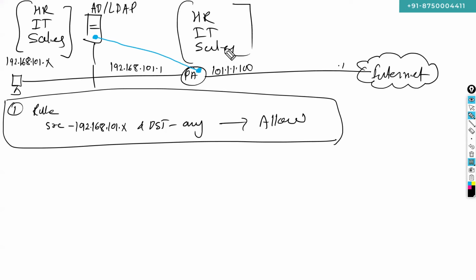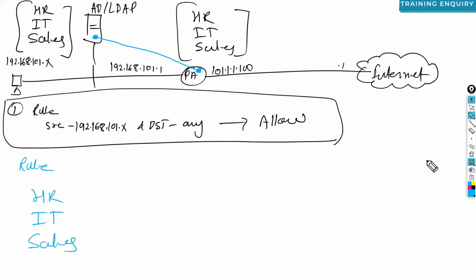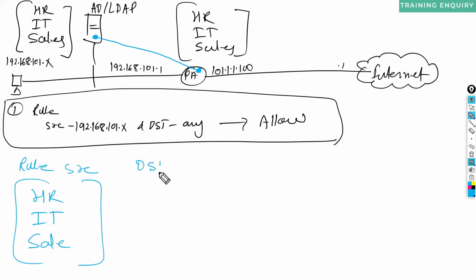When we have the same group information on the Palo Alto Firewall, the firewall will give us an opportunity. Now we can create a rule like this: if HR, if IT, or if sales engineers, if the source belongs to this one, and destination is any, and they want to go anywhere, then which action should the firewall take? The firewall should allow the session.